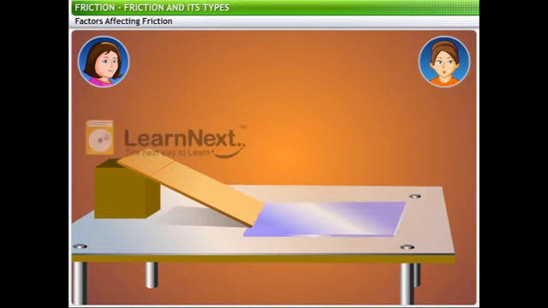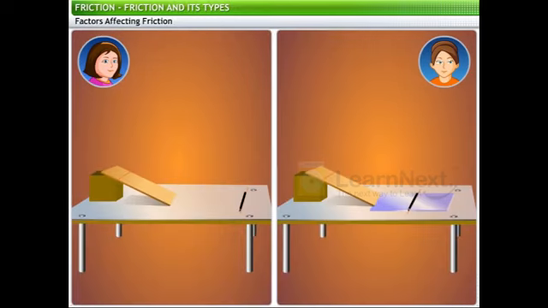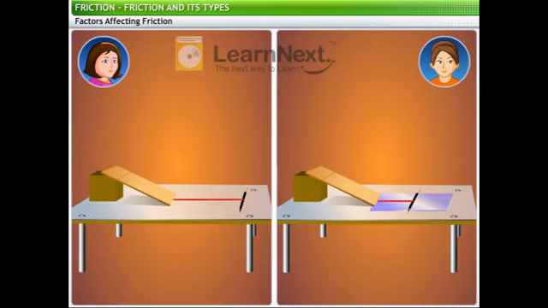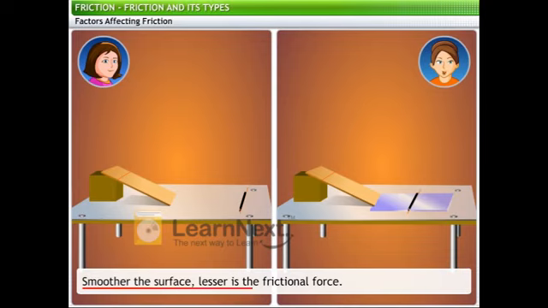Now replace the smooth glass sheet on the table with a sheet of ground glass. Again, roll the pencil downwards from the same point marked on the pad. Note the distance the pencil travelled from the bottom of the incline to the point where it came to rest on the ground glass surface. What do you observe? The pencil has travelled a greater distance on the smooth glass surface. So the smoothness of the surface does affect friction? That's right. You see what I mean now? Smoother the surface, lesser the frictional force.